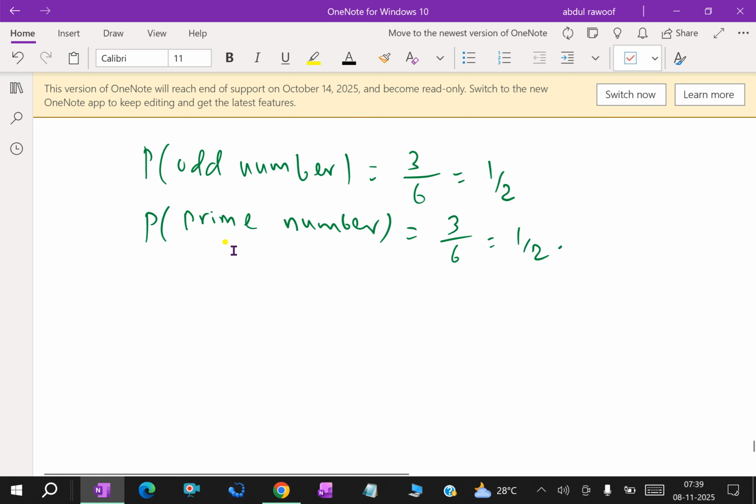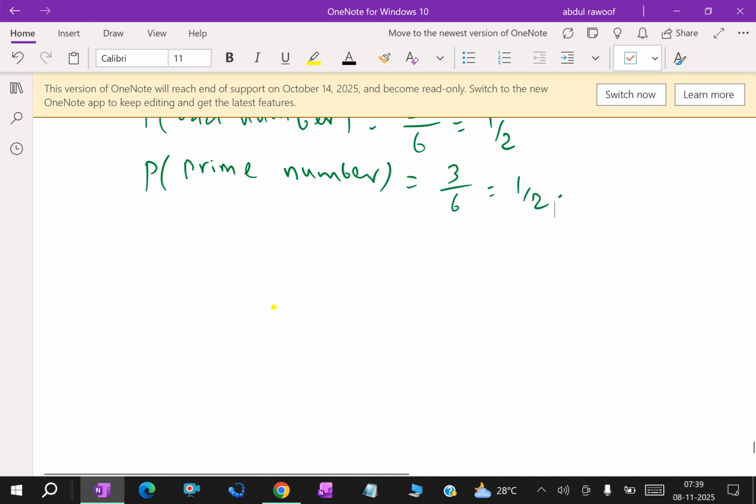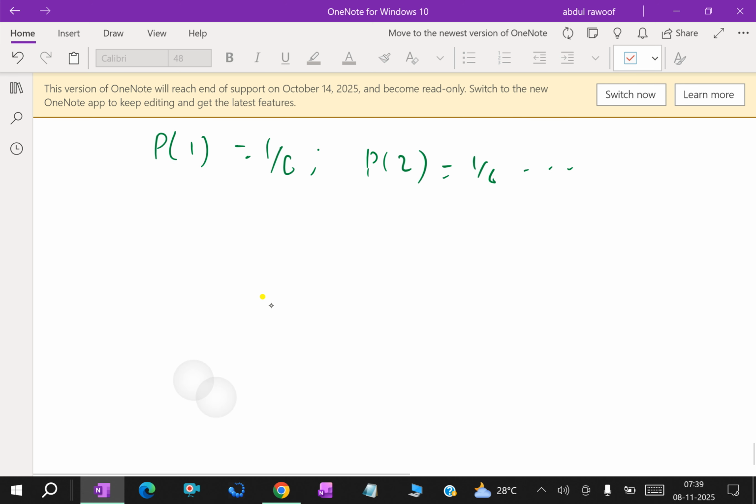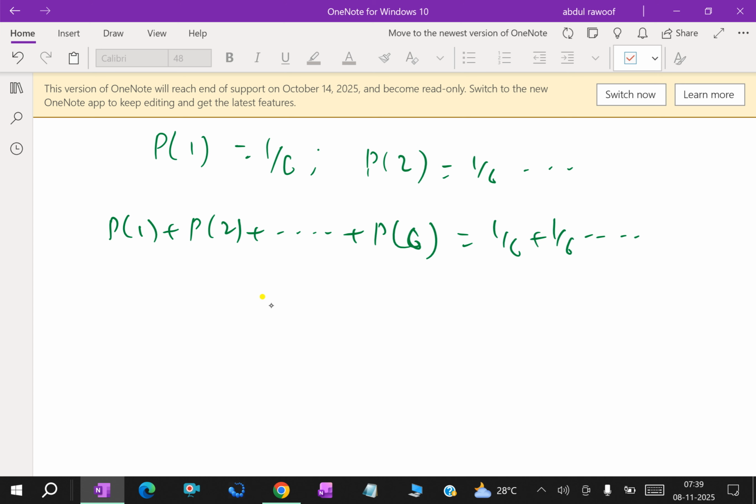Getting each number, the probability of getting 1 is 1 by 6. The probability of 2 is also 1 by 6, and likewise for all. Then summing up all the probabilities, we have 1 by 6, 1 by 6, up to 1 by 6. How many 1 by 6 are there? There are 6. 6 divided by 6 equals 1. Full probability.